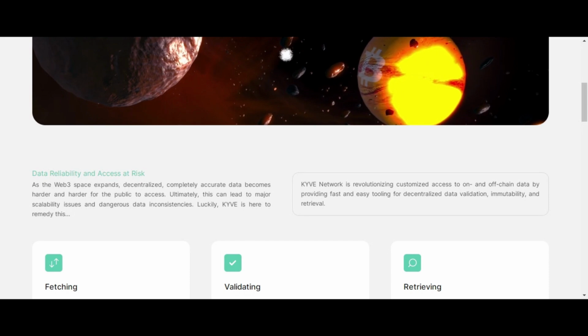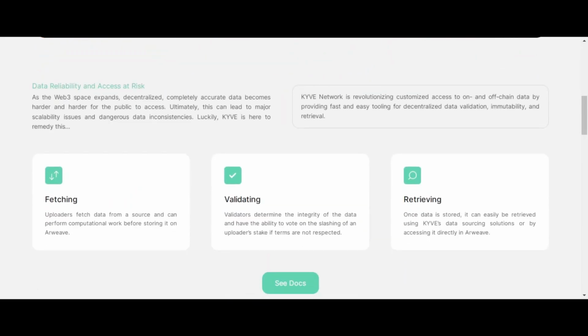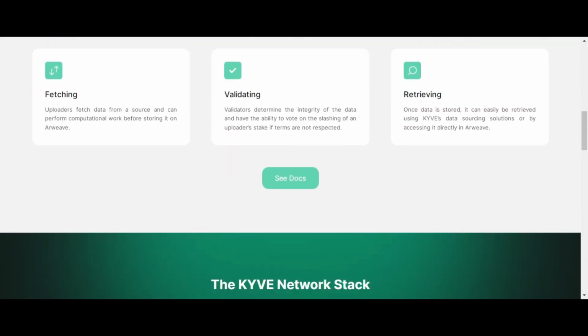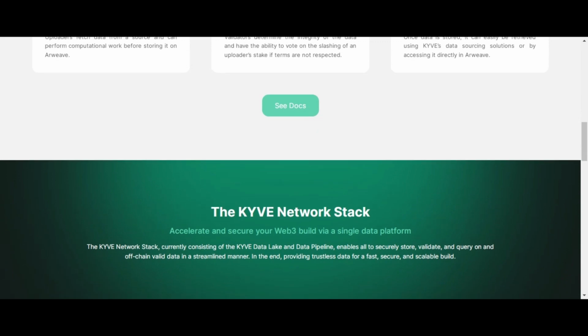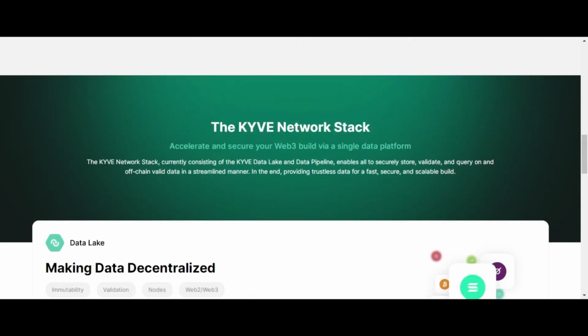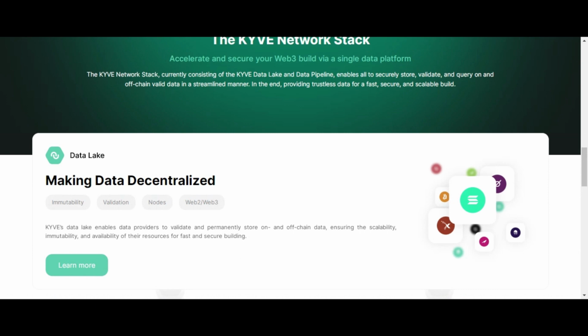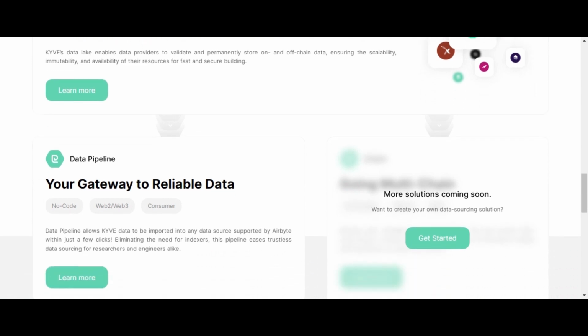KYVE is a decentralized archival network that reconstitutes data streams as permanent resources. Any generated data stream, for example, a sequence of blocks from a blockchain, is standardized, proven valid, and stored permanently. By leveraging Arweave, KYVE secures the scalability, immutability, and availability of these resources over time. KYVE's architecture is fully decentralized and features two main components.